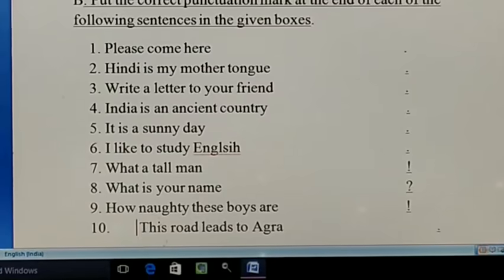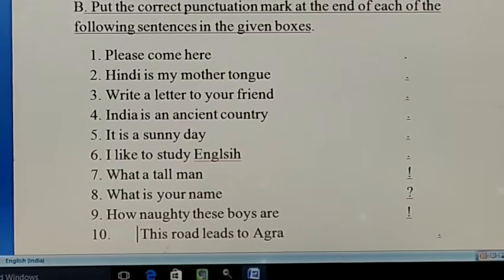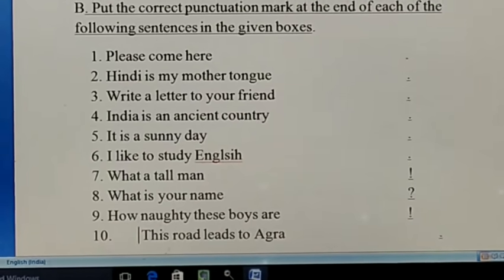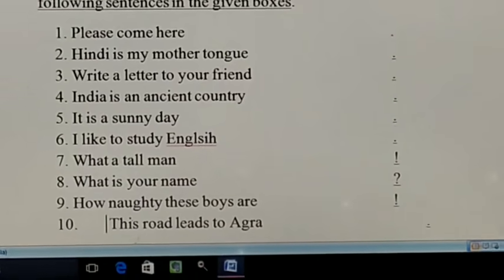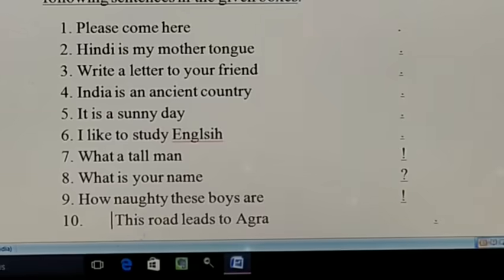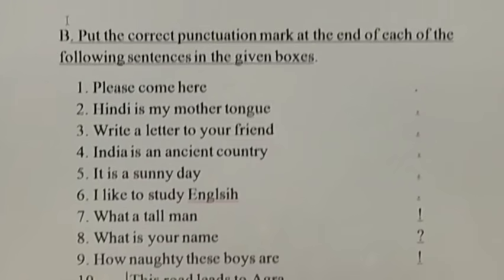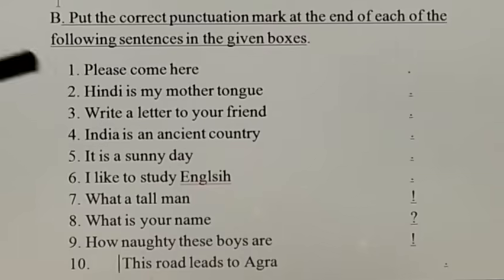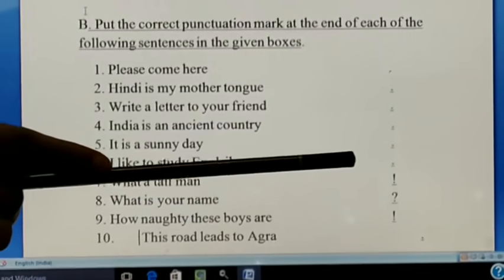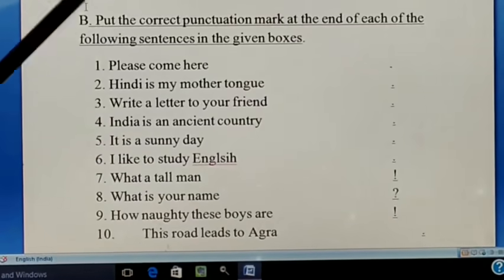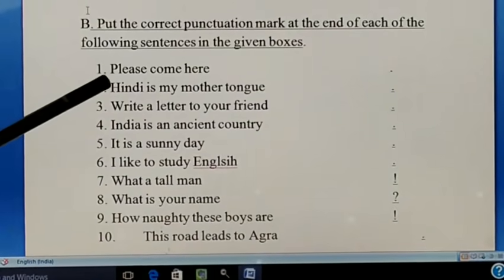Means if it is an assertive sentence, put a full stop. If it is a question, then put the question mark. If it is an exclamatory sentence, put the exclamation mark. Okay. So you have to just put the punctuation mark in those boxes. Can you see the boxes in your book? So you have to write the punctuation mark there.